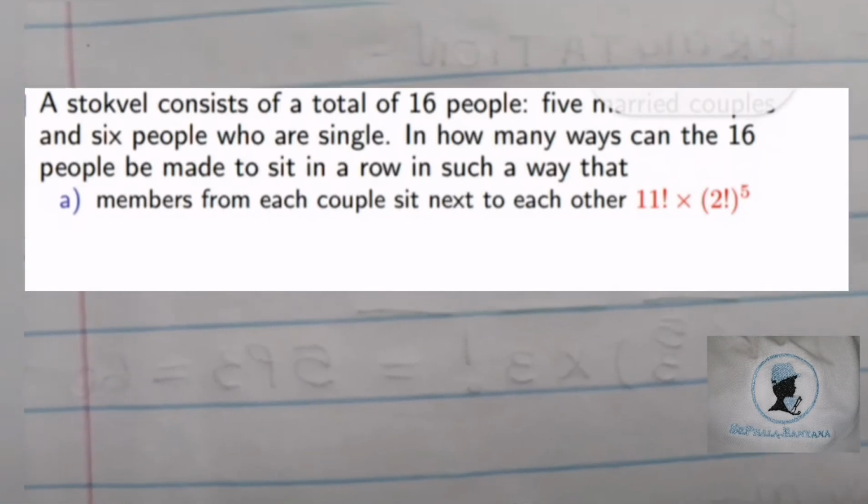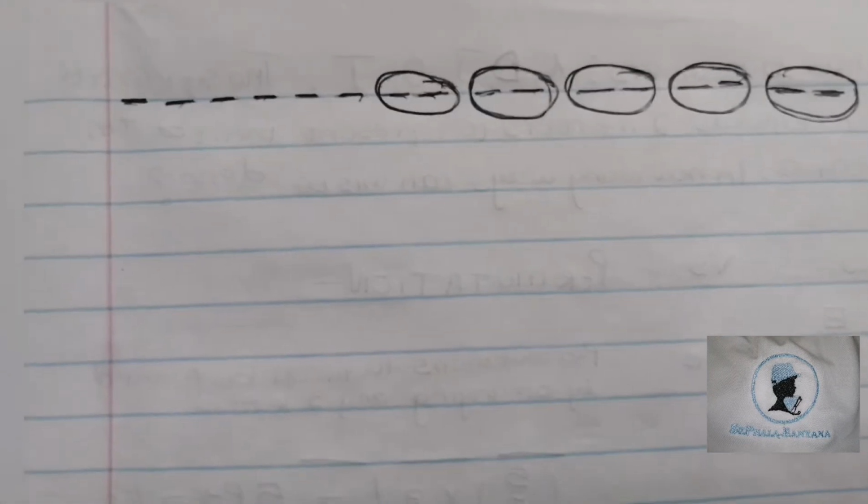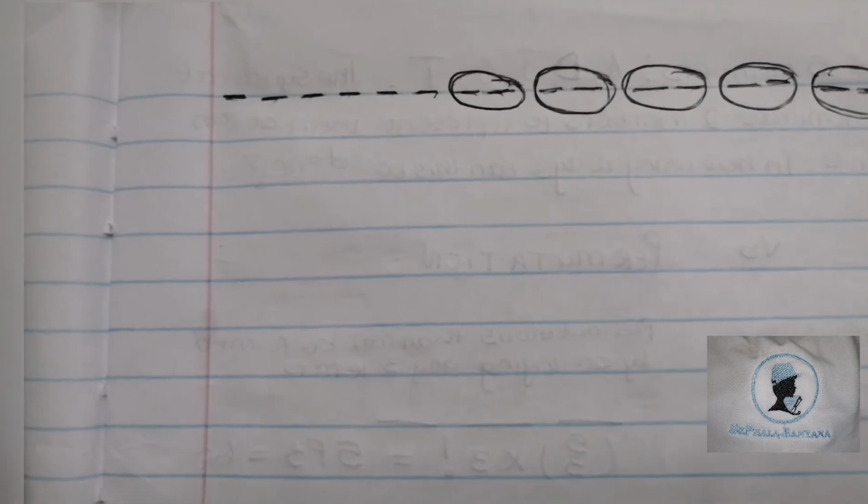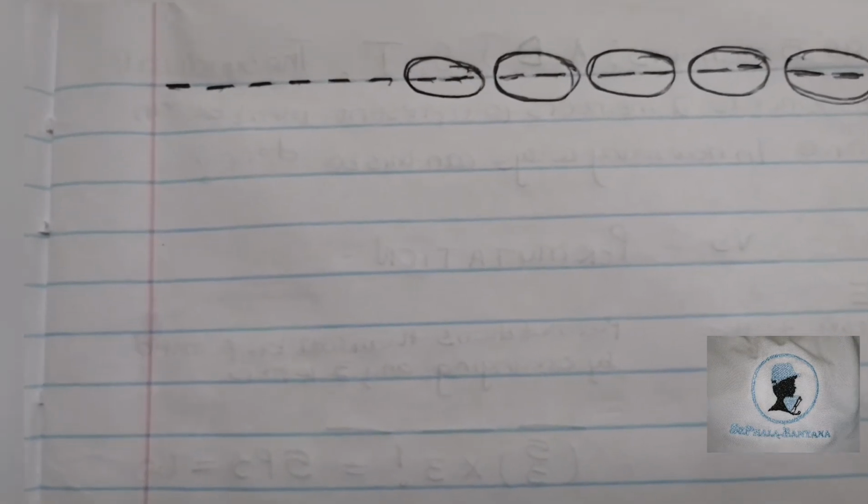So guys, we have 16 people here. They are 16 people, and then we have 5 couples. Mind you guys, this visual representation here doesn't mean this is the way they are going to sit. No, I'm just trying to make you visualize these things. Okay, we have 16 people, and from that we have 5 couples, ne?